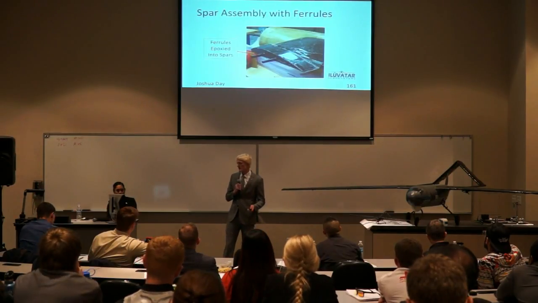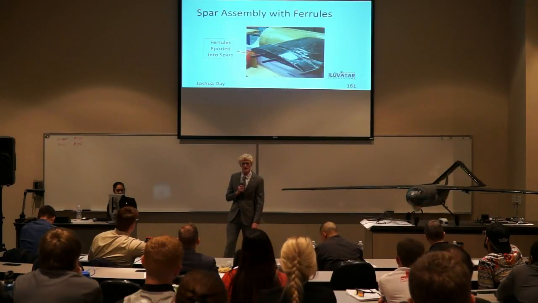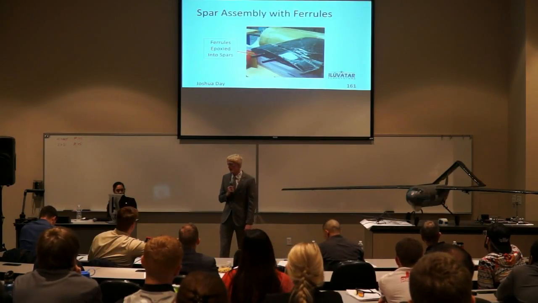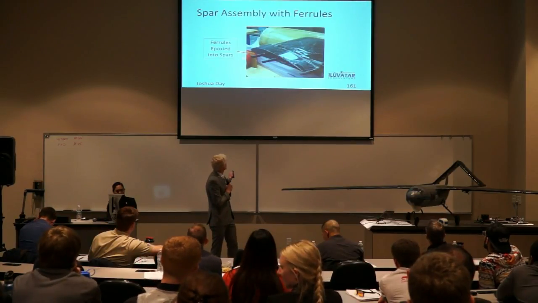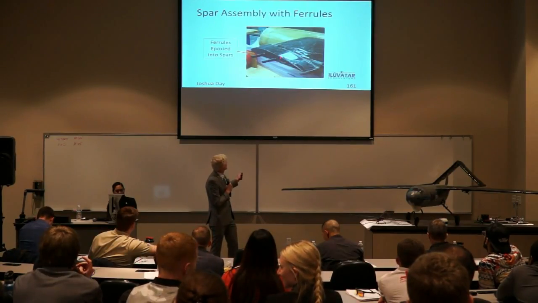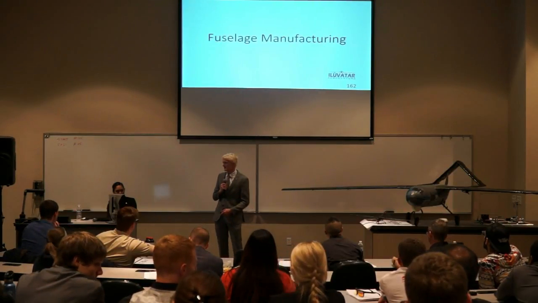The wings are attached using ferrules within our spars. We epoxied those ferrules in, and as shown here, so that one wing spar can slide over the other wing section, and so we can attach our entire wings.